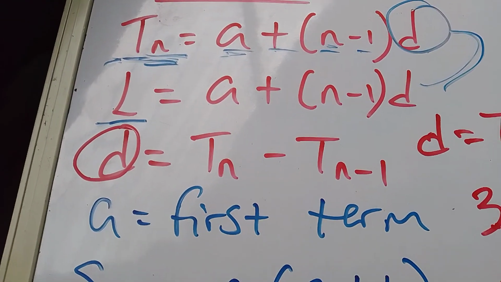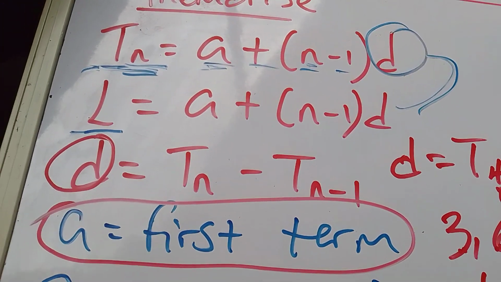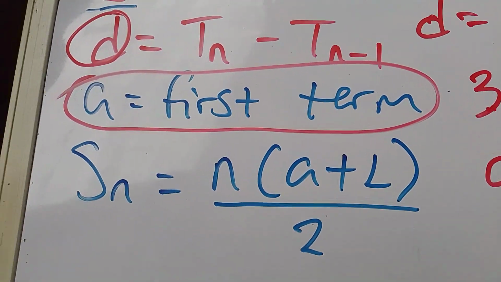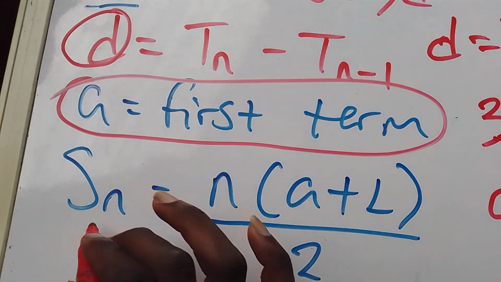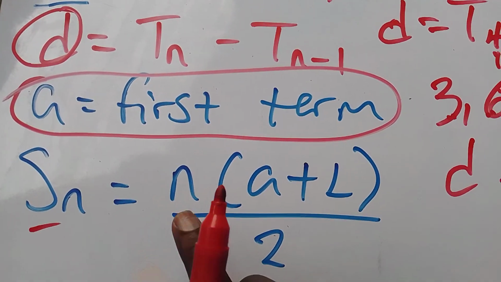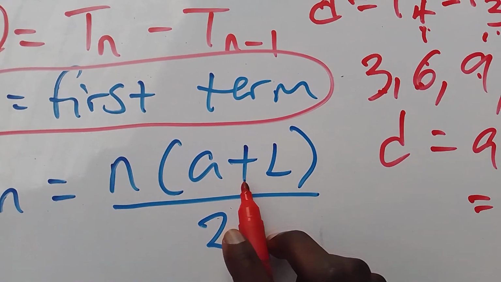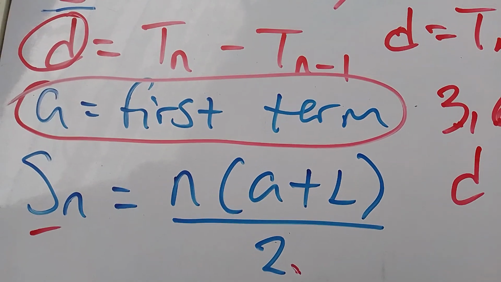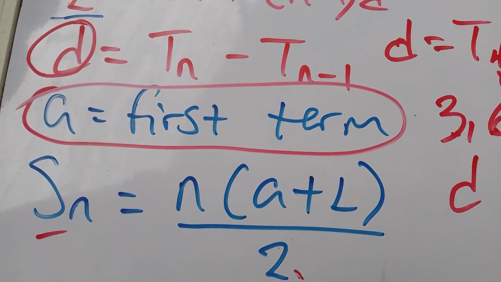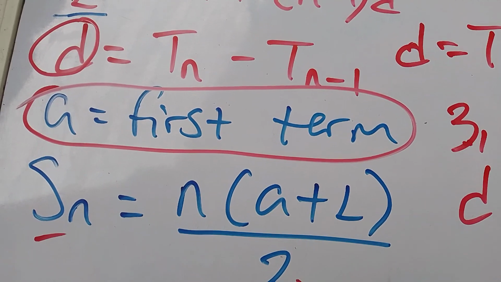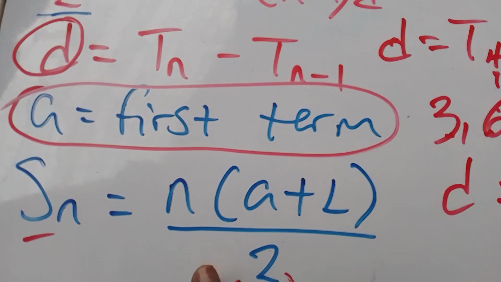Also, the next thing you have to know is that your a is the first term, and the last thing you have to memorize in AP is your sum of a term, which is equal to n into (first term plus last term) over 2. Do you know this one? This thing is like this. When I say sum of a term, it simply means we want to add everything in that sequence together. That means the first thing you have to know is the number of terms.